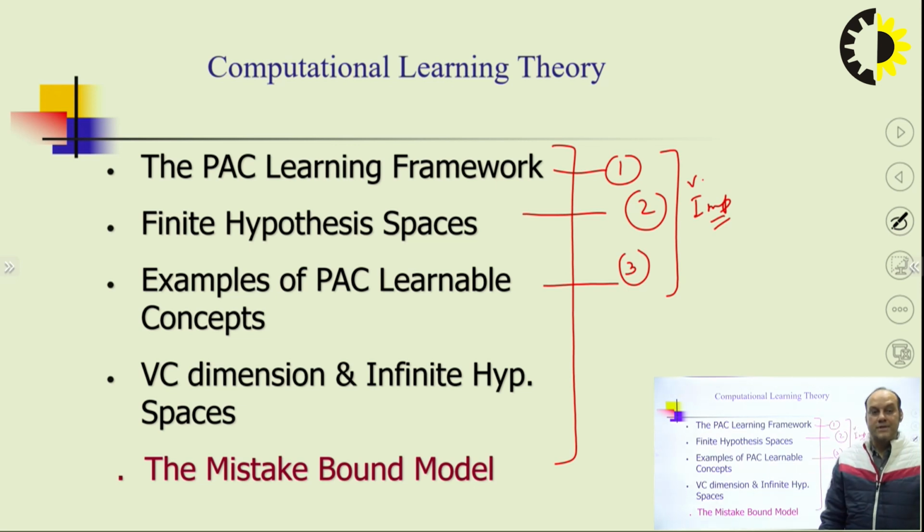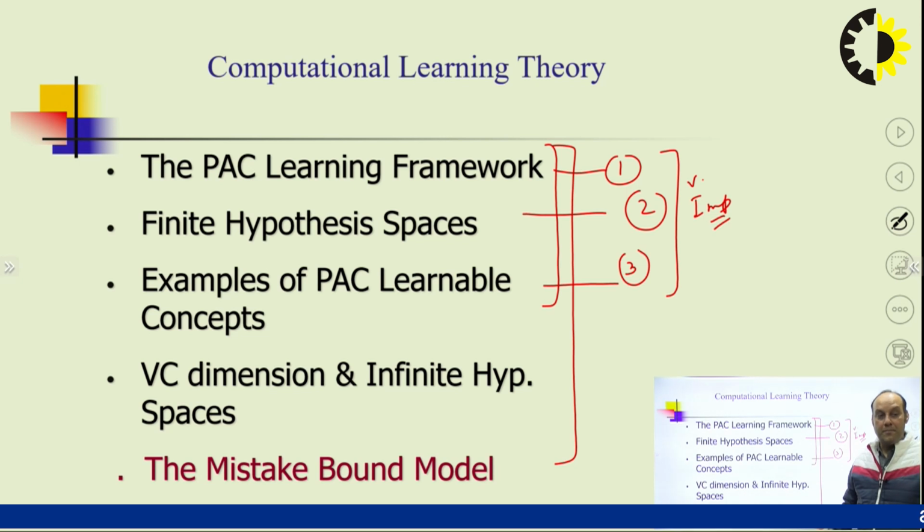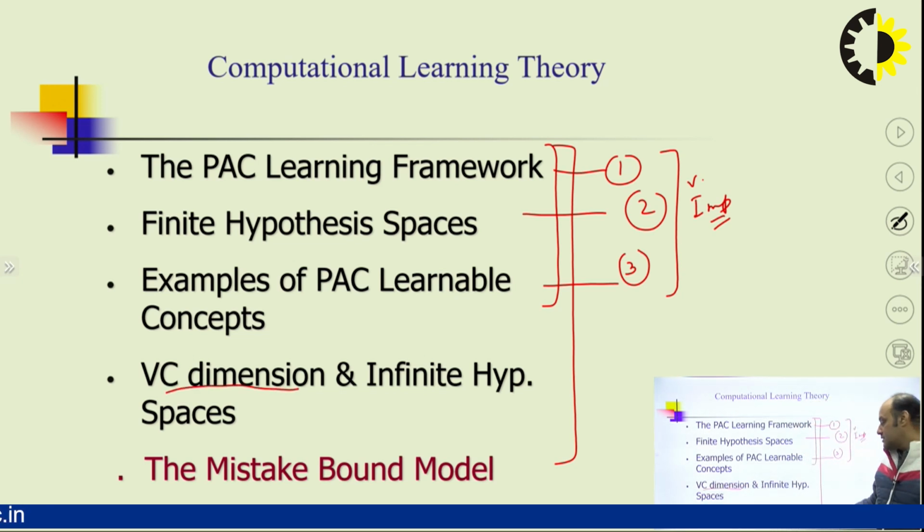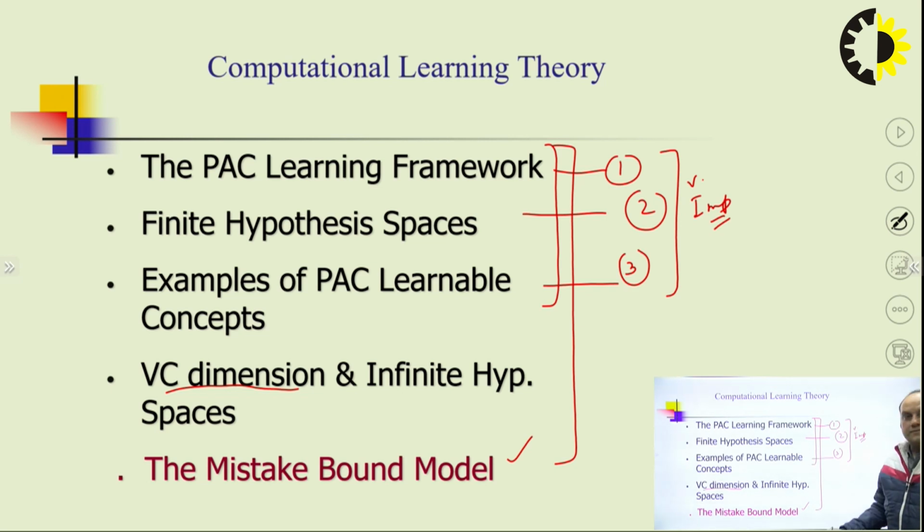Secondly, there may be a question: what is VC dimension and infinite hypothesis space? When we consider a finite hypothesis space, we will use the PAC learning framework. And if my hypothesis space is infinite, then we will use another measure called VC dimension. Third is the mistake bound model. These are the contents that come under computational learning theory, but in today's lecture I am going to focus on these three.